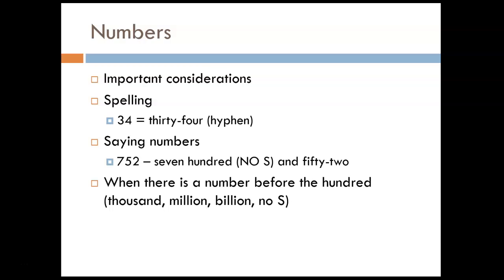If you have a number between 0 and 100, for example here 34, we put a hyphen between the two numbers, so thirty-four. When we say numbers, we do not put an S on any number that's hundred, thousand, million, billion, etc. if you are speaking about a specific number. So in this case, I would say seven hundred, not seven hundreds, seven hundred fifty-two. You can also say seven fifty-two. It's okay.